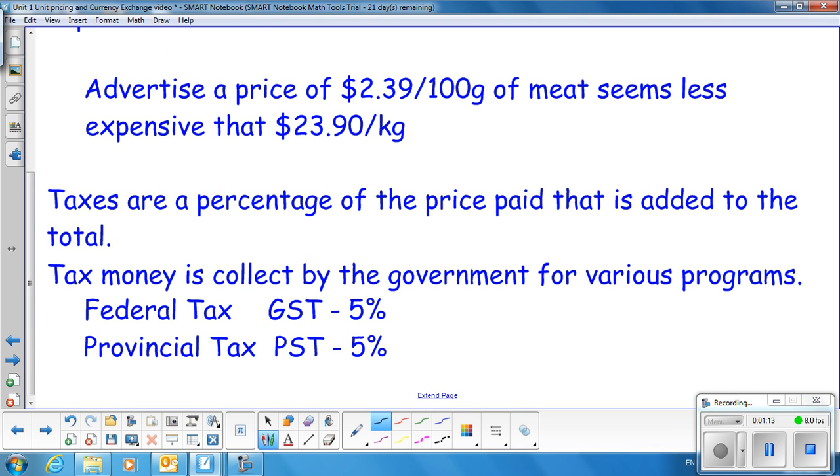Taxes are a percentage of the price paid that is added to the total. Tax money is collected by the government for various programs. Federal tax, or GST, is 5%, and the Saskatchewan provincial tax at this point is also 5%.